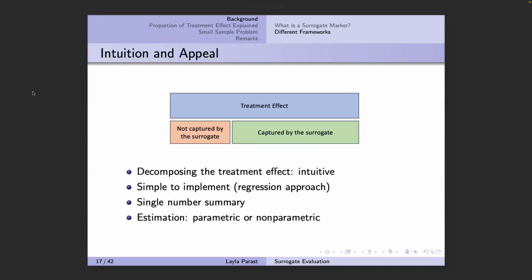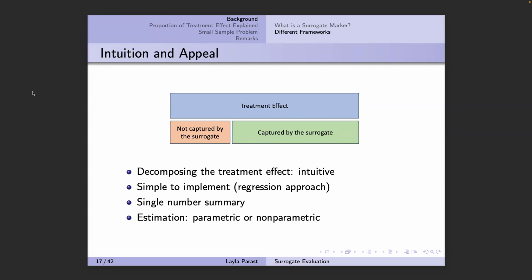So this idea of decomposing the treatment effect into two pieces is not new information, right? But it's very intuitive. You have a piece that's captured by the surrogate and a piece not captured by the surrogate. It's simple to implement, at least certainly the Friedman approach, but even the Wang and Taylor approach, if you use some parametric models, it's not that bad. And again, this single number summary is very appealing and hard to beat.